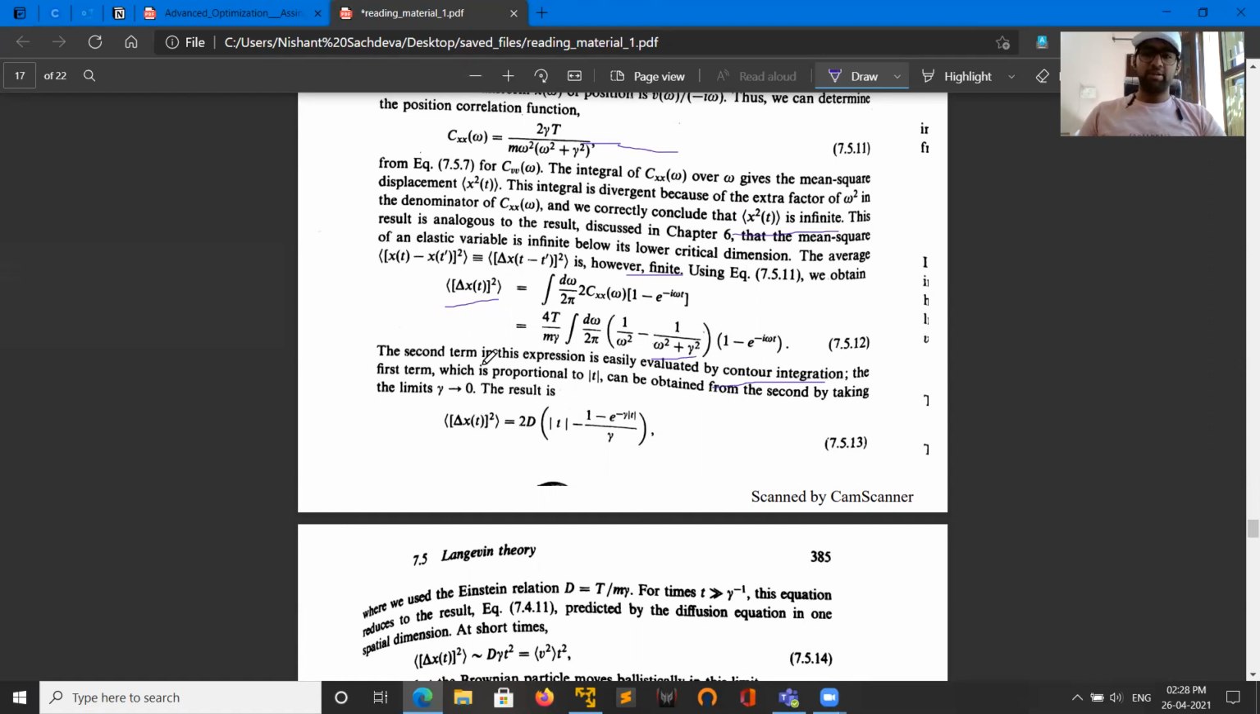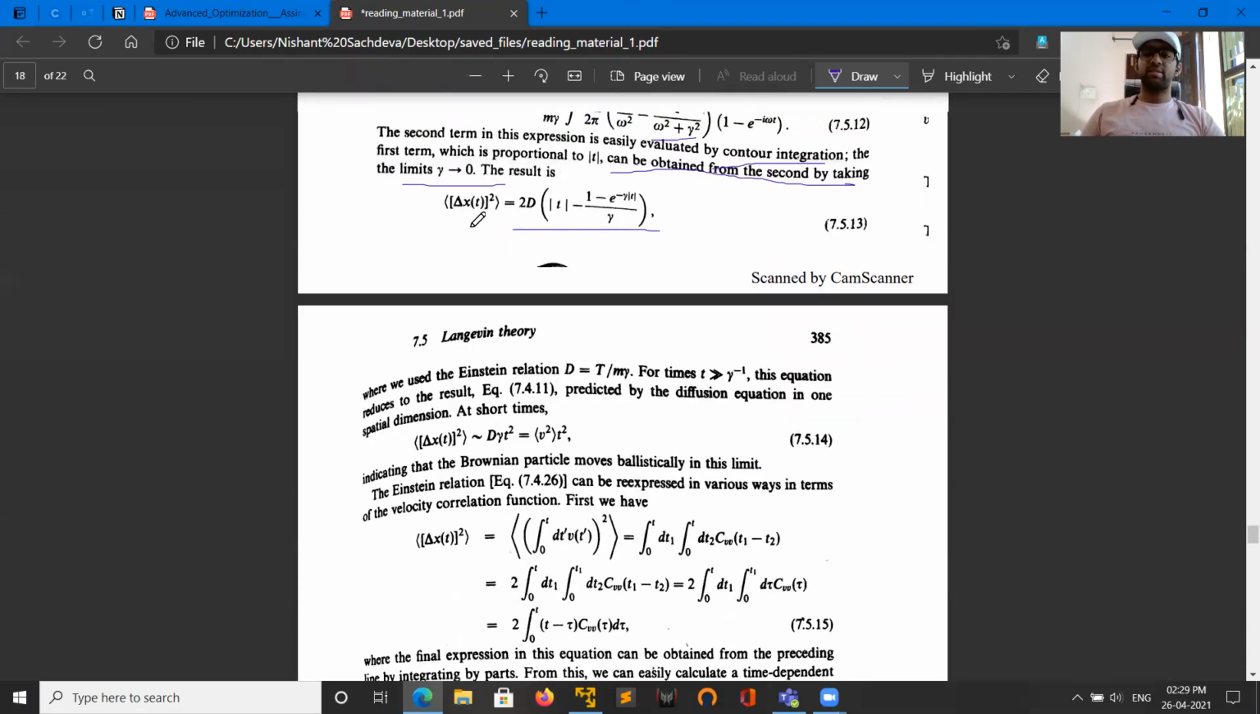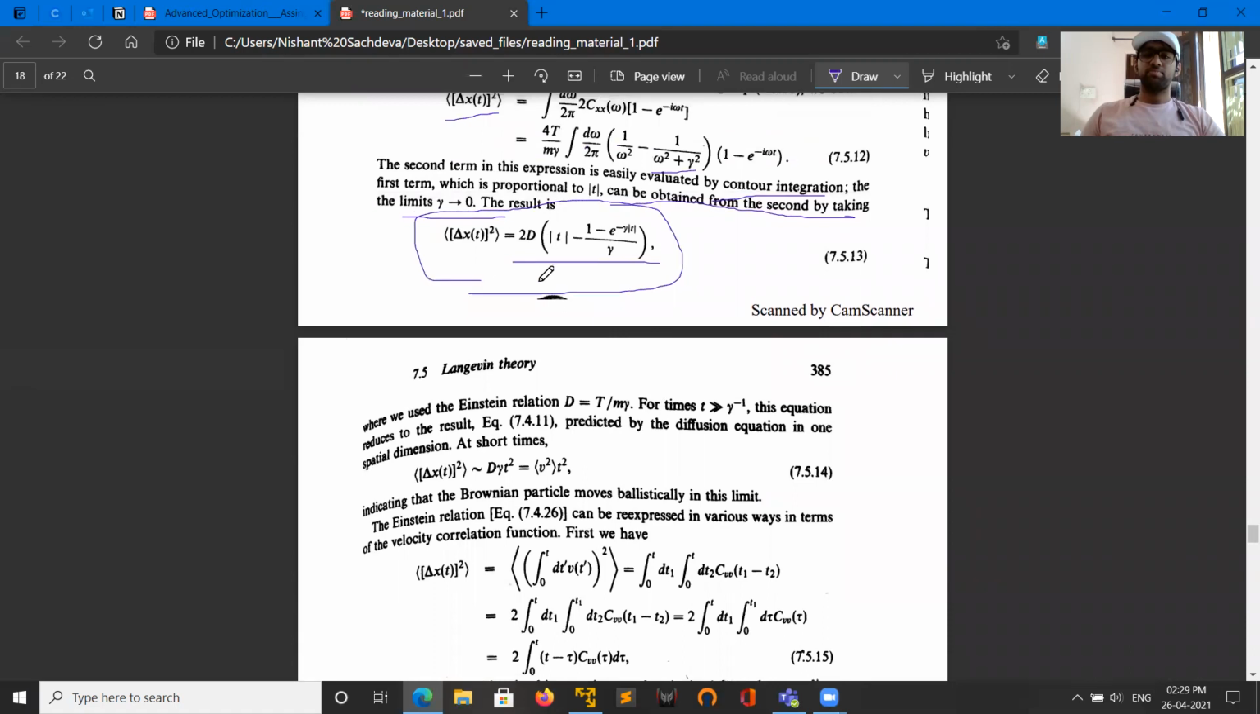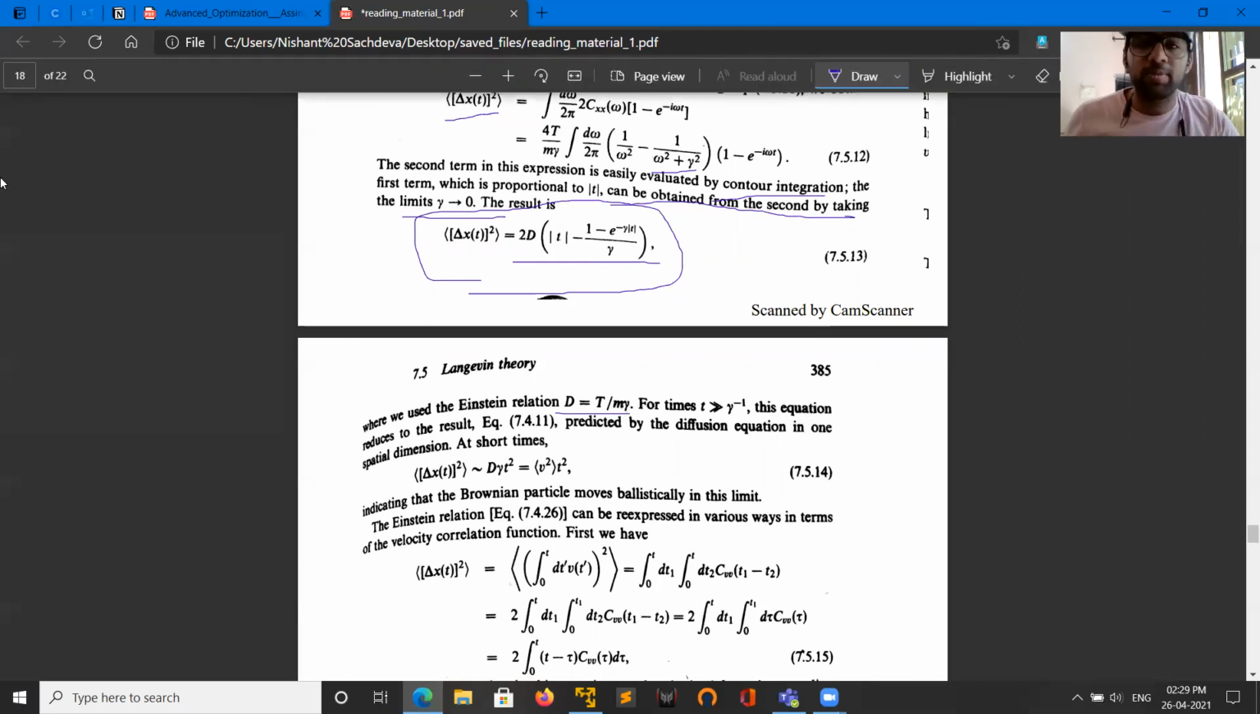Fair enough, counter integration. The first term, which is proportional to mod t, can be obtained from the second by taking the limit gamma tends to 0. Again, the result is this particular equation, where we use the Einstein relation D equals T by m omega. Now remember, Einstein's papers in 1905 were about three things: general theory of relativity, photoelectric effect, and Brownian motion. The Brownian motion is what we're talking about here.